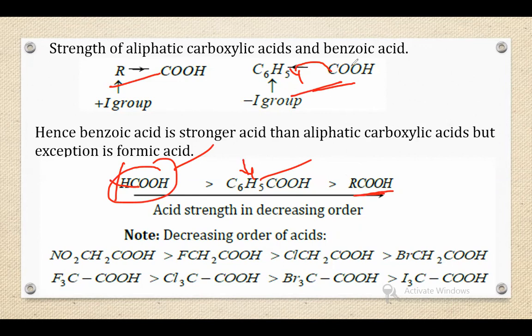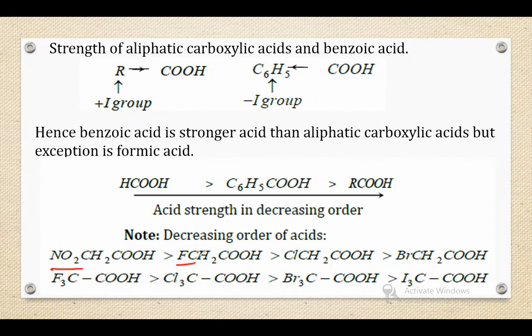Need to understand properly acidic strength. Acidic strength can be explained on inductive effect. So the decreasing order of an acid, you need to remember, because in the more group of NO2 group, F group, Cl group, Br group, CF3, CCl3, CBr3 and CI3. So that is in the decreasing order, NO2 is the more electron withdrawing group. So it is greater than FCH2, greater than Cl, greater than Br. If more of the group attached, CF3 is greater than CCl3, greater than CBr3, greater than CI3. So need to remember the decreasing order of the acids.